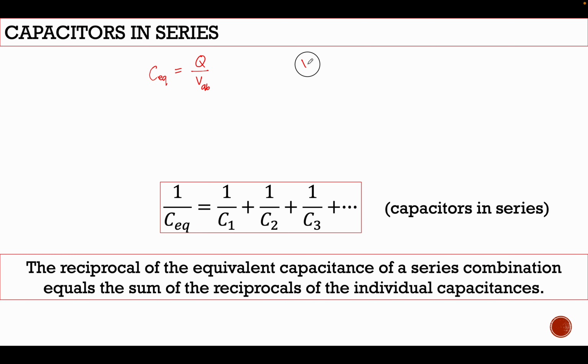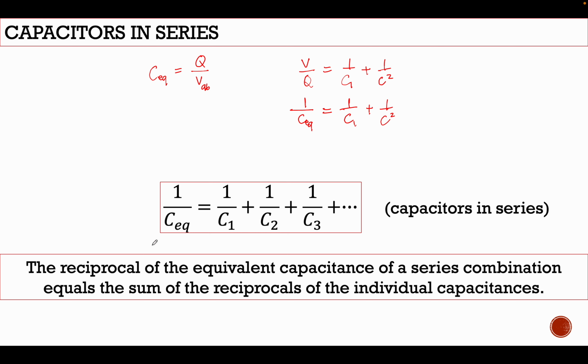From here, V over Q is equal to 1 over C1 plus 1 over C2. But take note that capacitance is equal to Q over V, which is the reciprocal of this one. So V over Q is the reciprocal of the capacitance, so V over Q is just equal to 1 over the equivalent capacitance. So 1 over C equivalent is just equal to 1 over C1 plus 1 over C2.